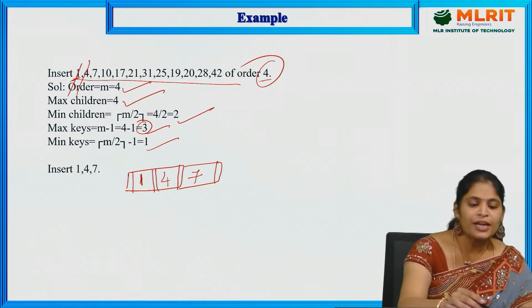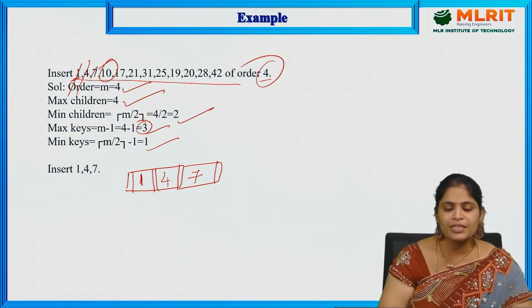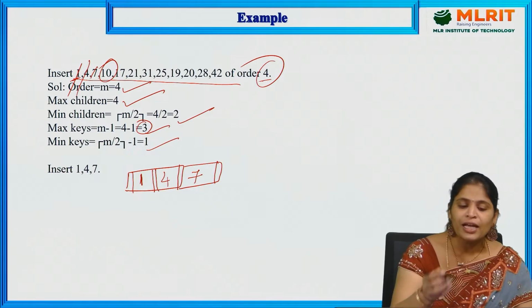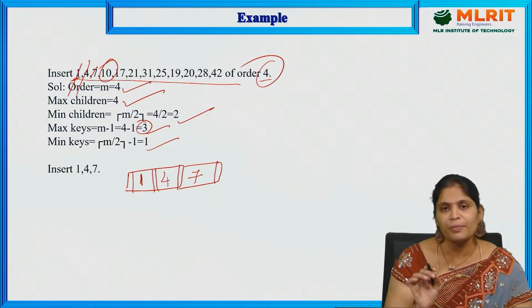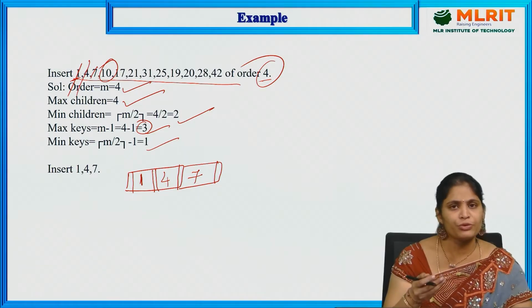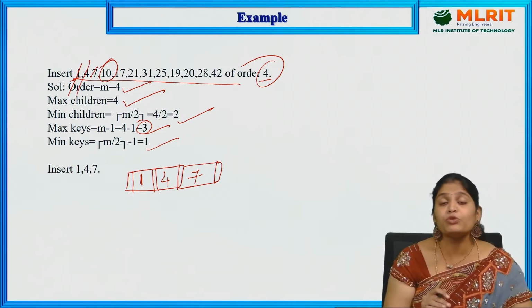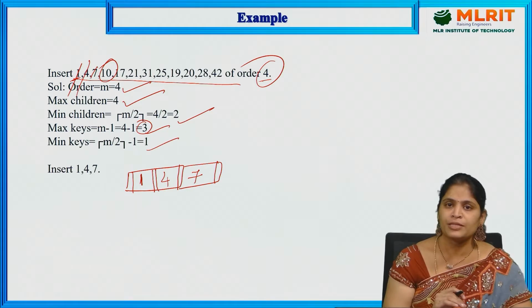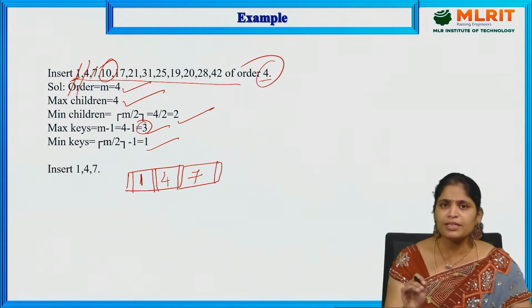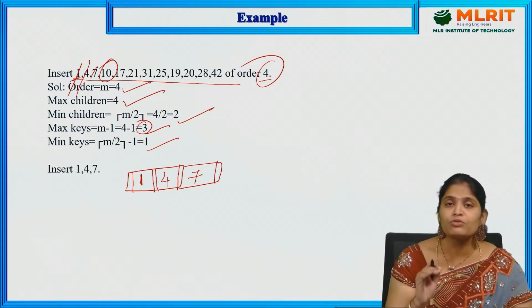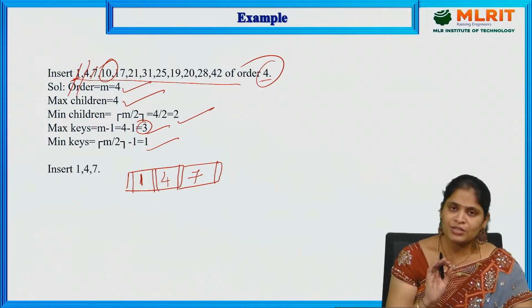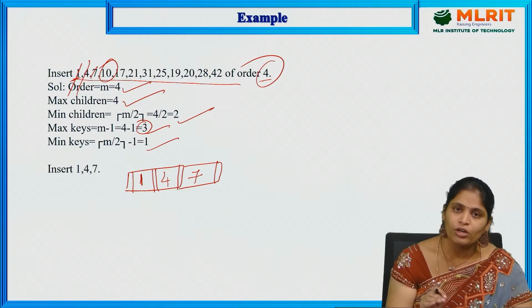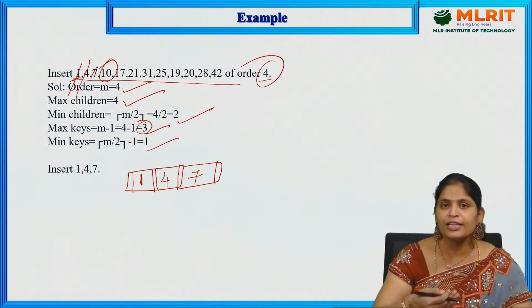Okay. The next element is 10. Where should I insert? One thing you have to remember: we have to insert the nodes in a sorted manner. Whatever data elements we get, the first step is to sort those data elements. Whatever data elements are given, our primary thing is to sort them. By using any sorting technique, we can sort those elements, and after sorting only we must insert the elements sequentially, one by one.